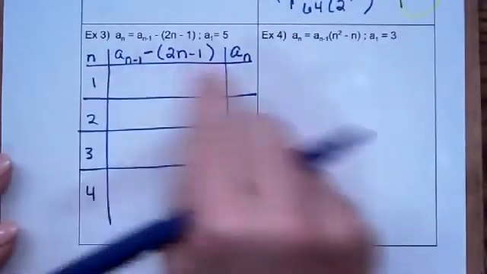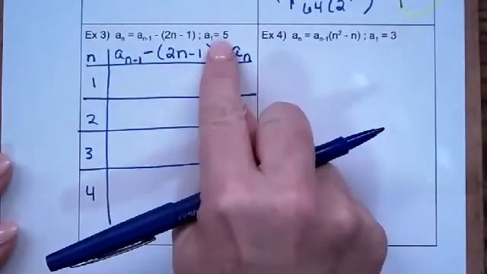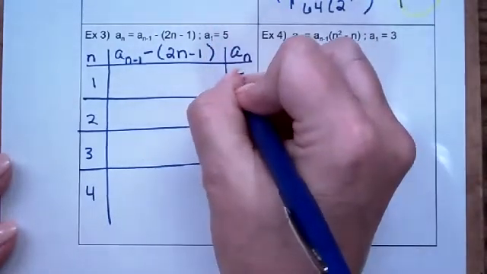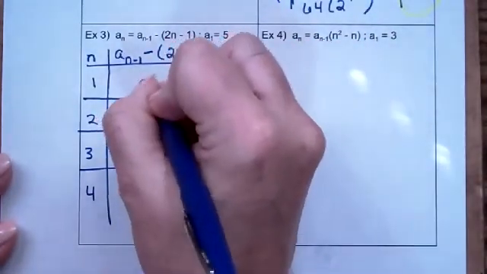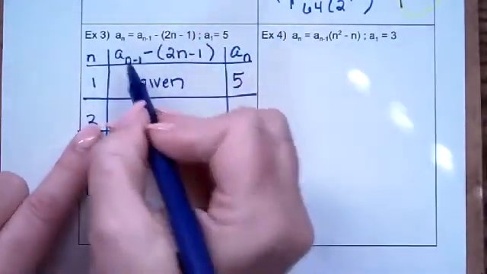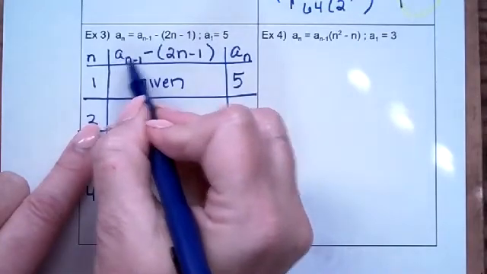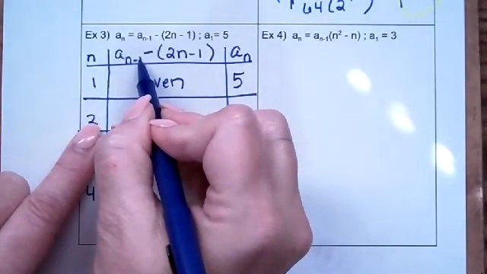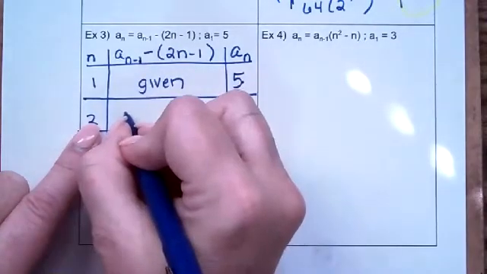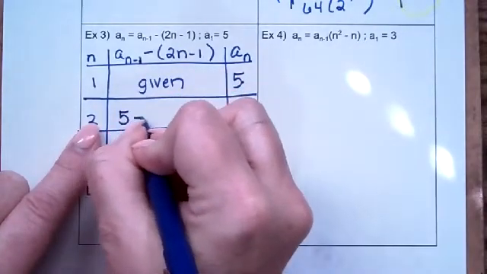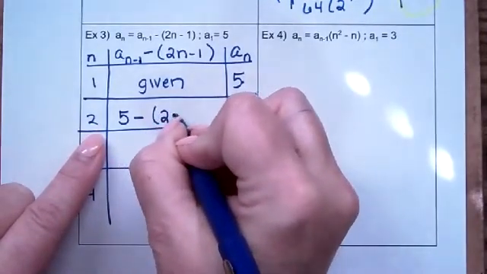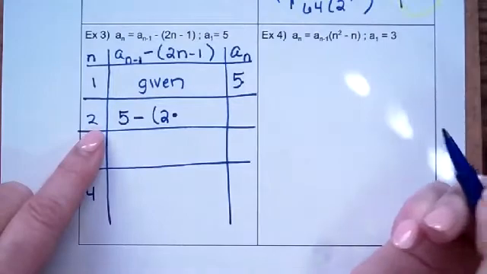Now, A sub 1, we're told that. We're told right here that it is 5. Okay? So again, that's my given. Now, what kind of work am I going to do? I'm going to do A sub n minus 1. So that's the previous answer, which is what? 5 minus, now 2 times n. But what's n? N is 2 right here, isn't it?